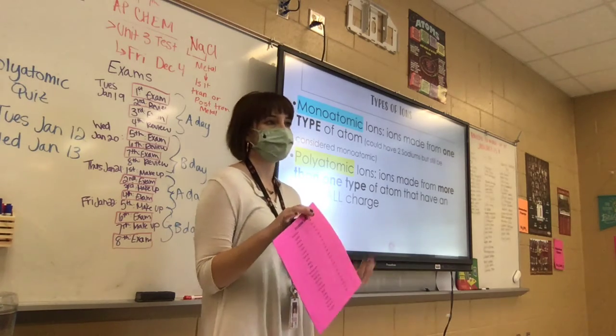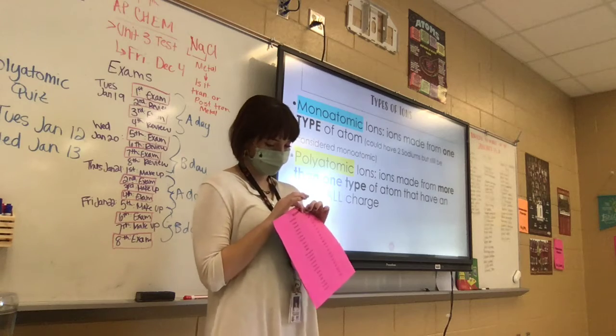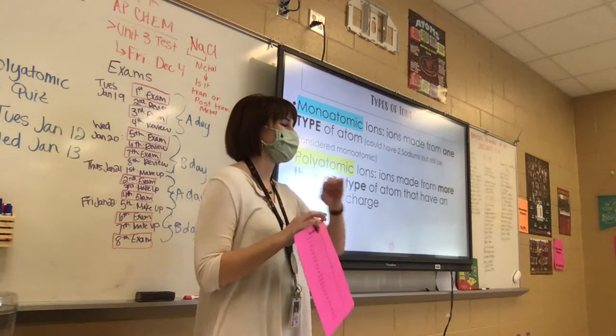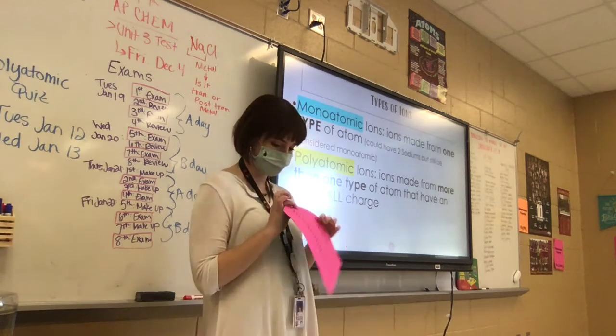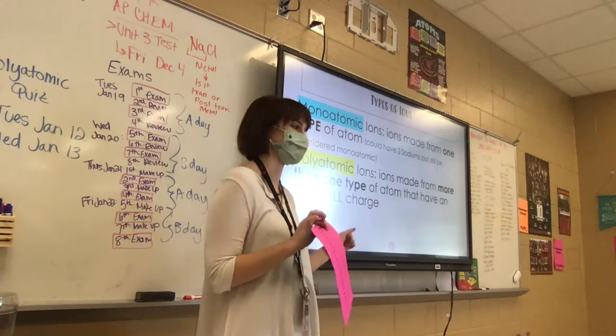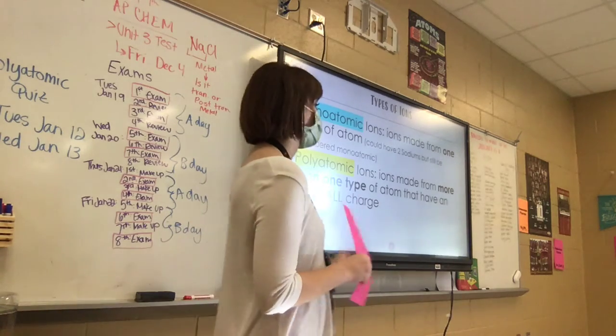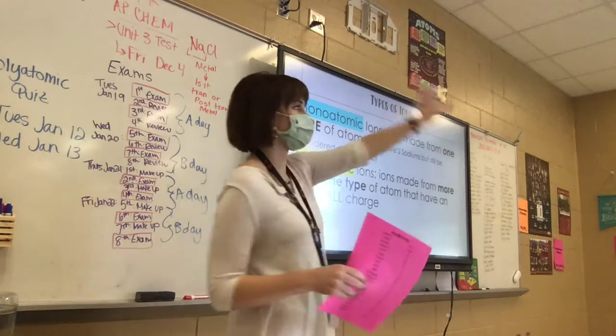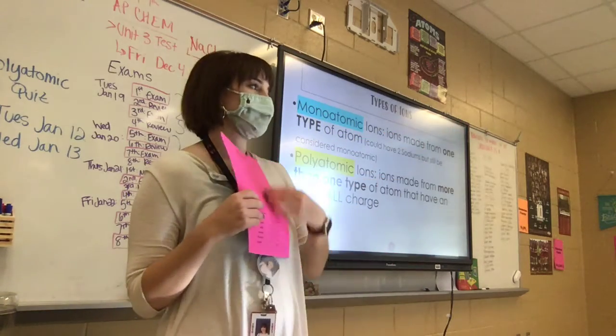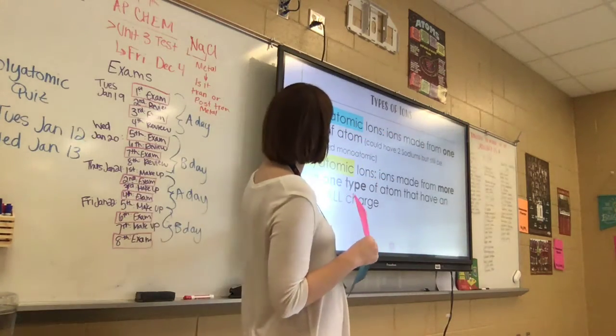But poly means many, right? And so that means there's more than one type of element. There's a nitrogen and a hydrogen. Or for acetate, there's a carbon, hydrogen, and oxygen. So that's the difference between monoatomic and polyatomic. Monoatomic is just the element, whereas polyatomic is more than one type of element.